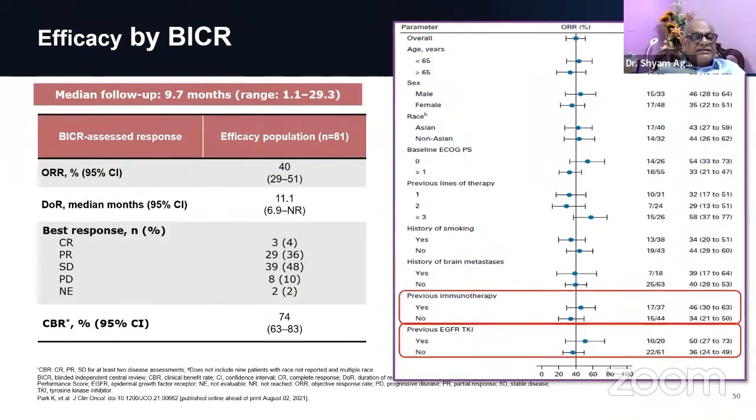So this is the efficacy by the blinded investigator. You can see the response rate in patients who have been pre-treated with chemo, IO, and the EGFR TKIs, and the clinical benefit rate is 74%. So nearly 36% patients had a partial response, and the duration of response was not small, 11.1 months. So which is quite reasonable in the second or third line for that matter. So it doesn't matter whether the patient has been exposed to immuno or EGFR TKI. Next.